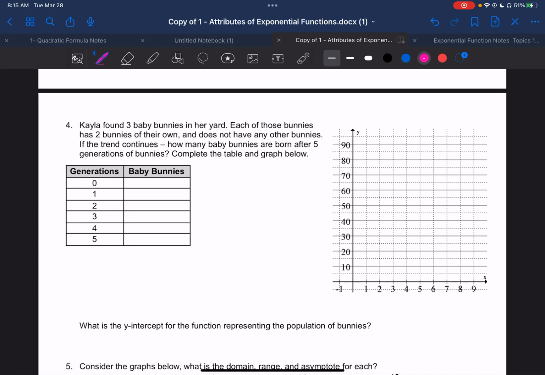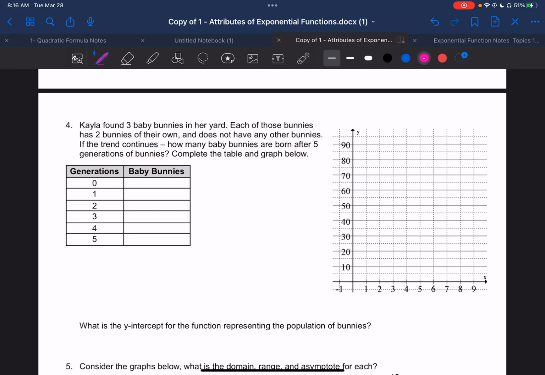It says Kayla has 3 bunnies in her yard. I'll kind of help you out. It says each of these bunnies has 2 bunnies on their own and does not have any other bunnies. If the trend continues, how many bunnies are born after 5 generations? So I'll help you start the first 2 generations.